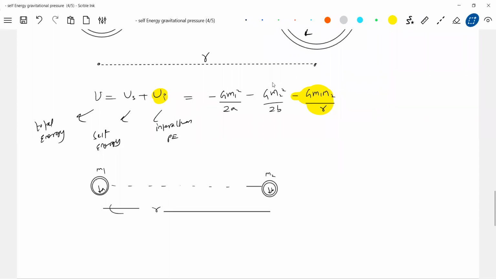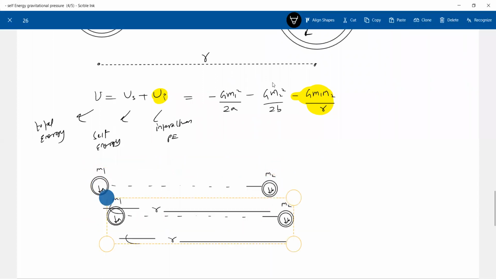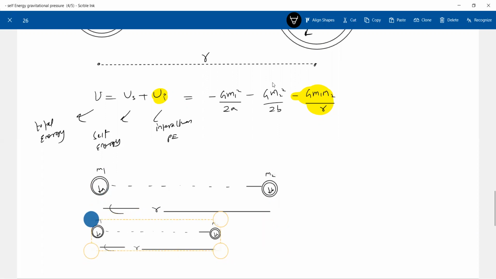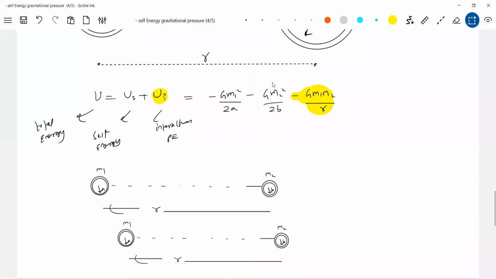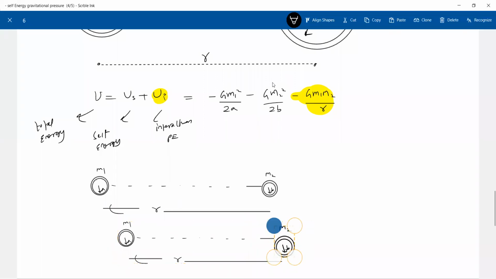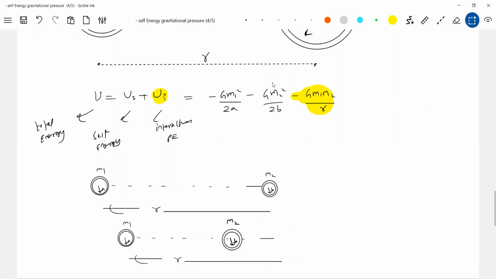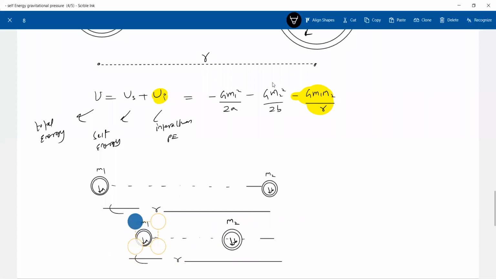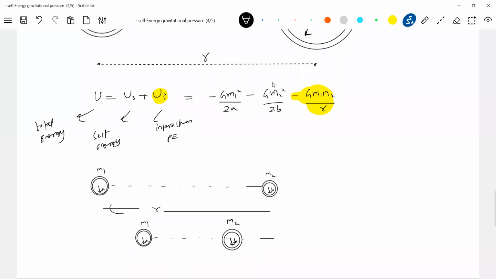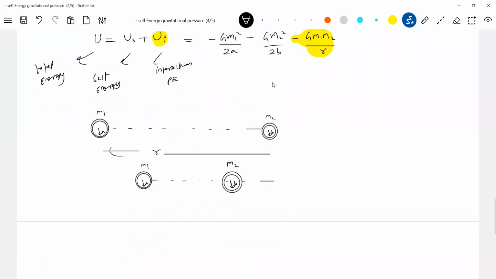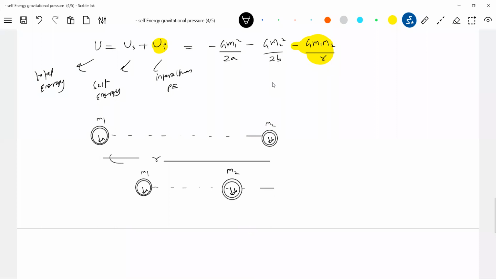Now finally the separation has become X now. Earlier it was R, now it is X. So when I go and check, they're moving with speeds V1, V2.